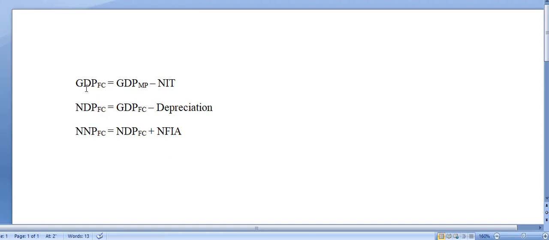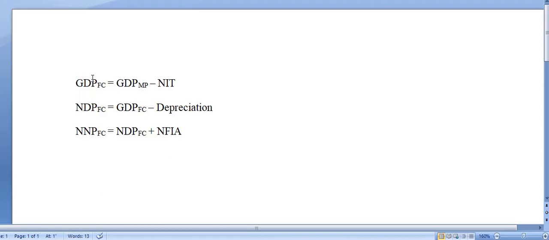So first you calculate GDPMP, that is the first step. After calculating that, you will get GDPFC. Then you will go to the net, and after that we will go to national. So you can see here, let us just fix it to GDP only. The first letter tells you whether it is gross or net. If it is G, it is gross. If it is N, it is net. Remember this very carefully.